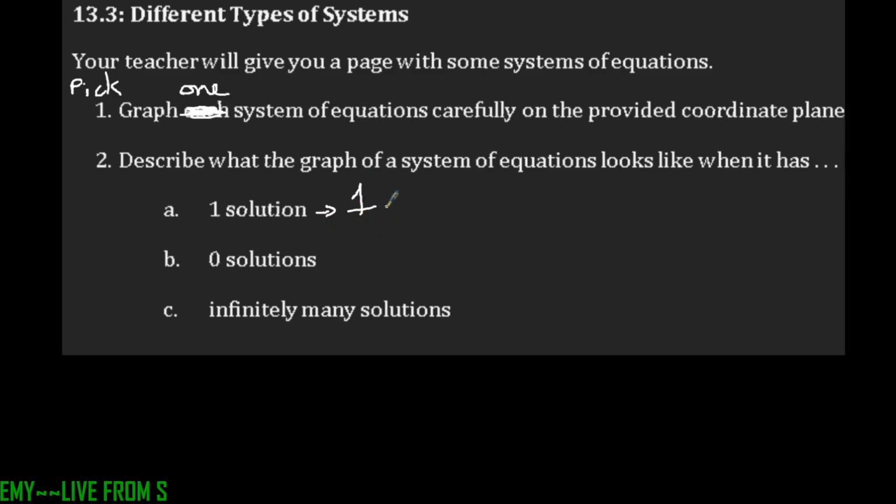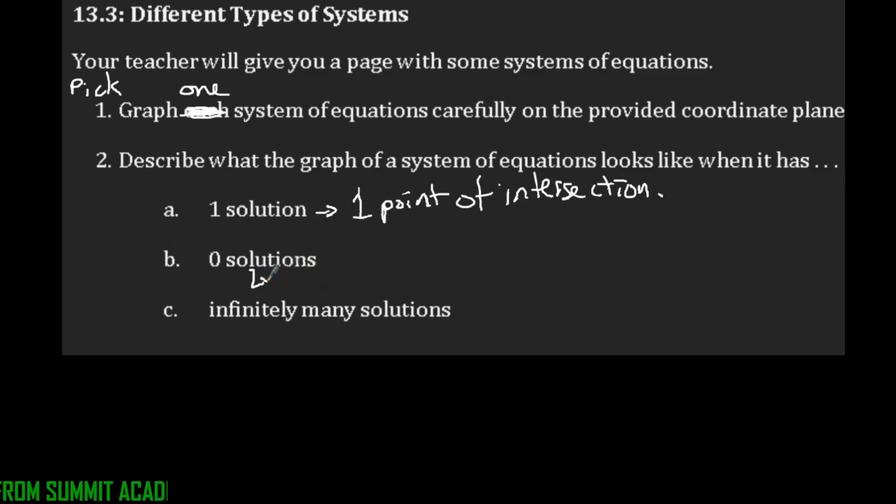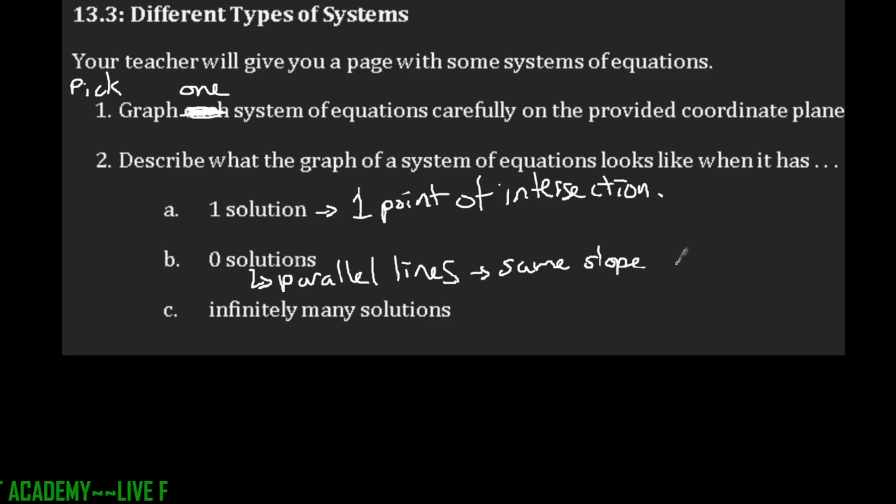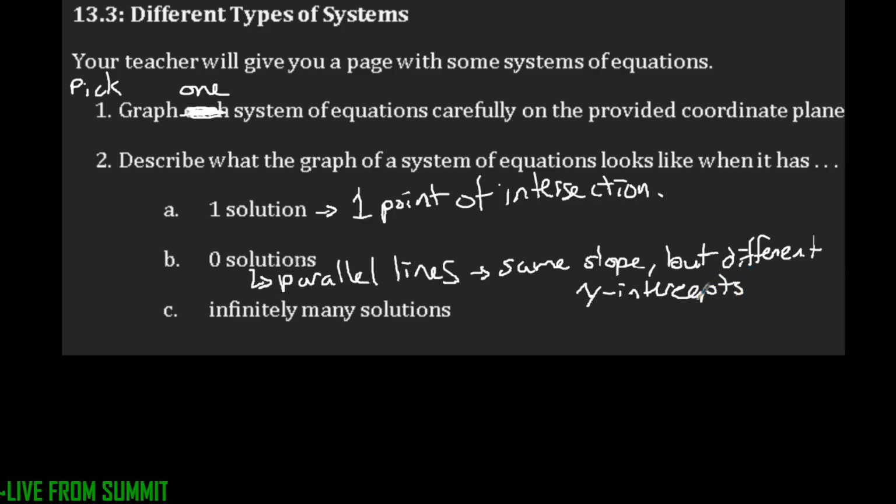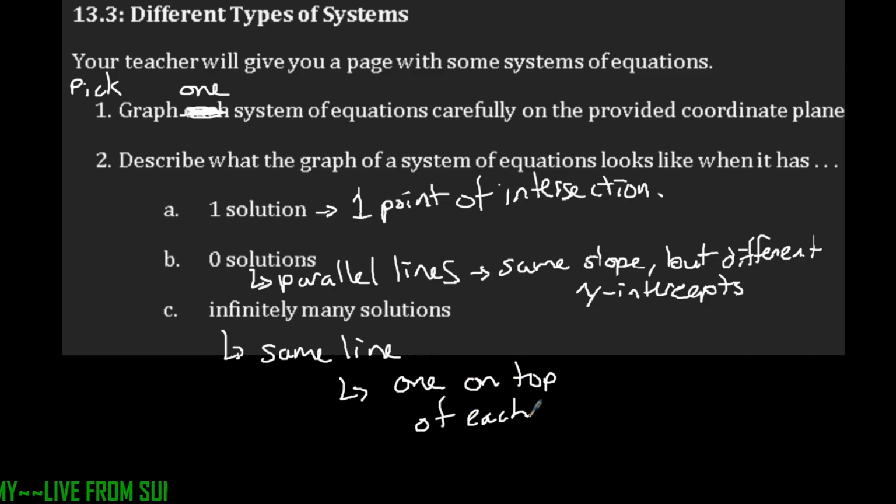So it's saying we just have one point of intersection when we have one solution. When we have 0 solutions, that just means that we have parallel lines. What that looks like, if you're looking at the equations, is that they have the same slope but different y-intercepts. And then if you have infinitely many solutions, remember, that's when it's the same line, one on top of each other. So that just means that they are the same exact line, and each of those solutions would be the same.